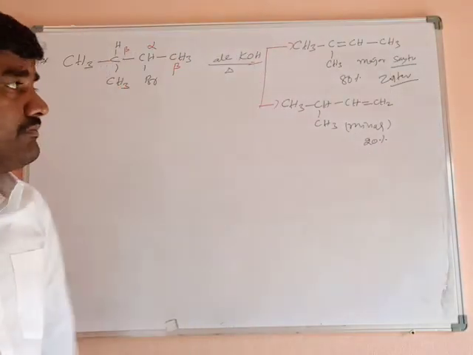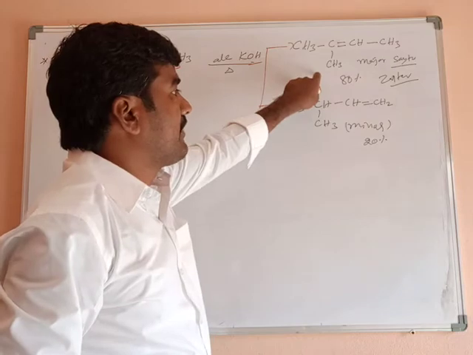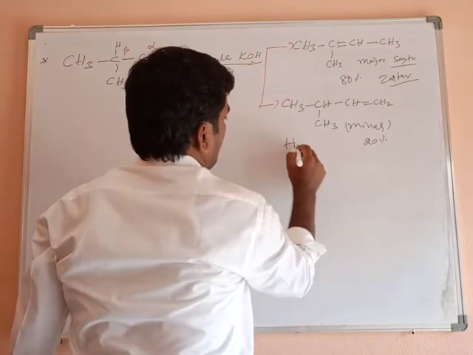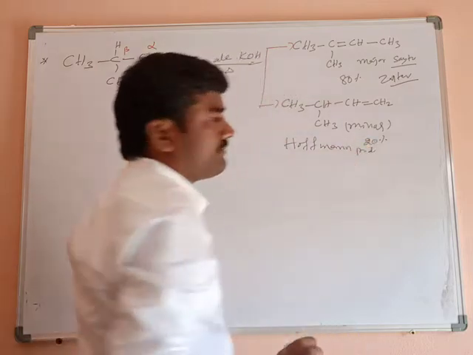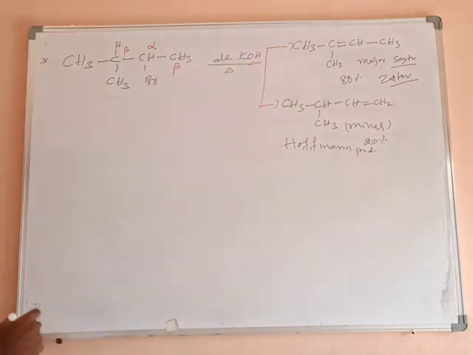So this is the Saytzeff product. This is called the Hofmann product. What is it? Hofmann product. Here. Next example.